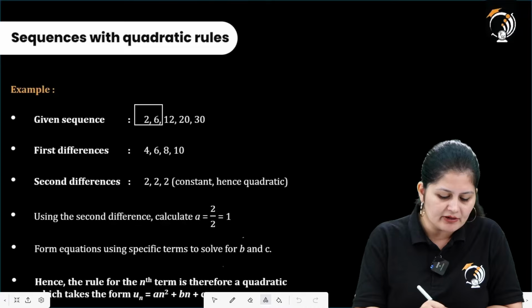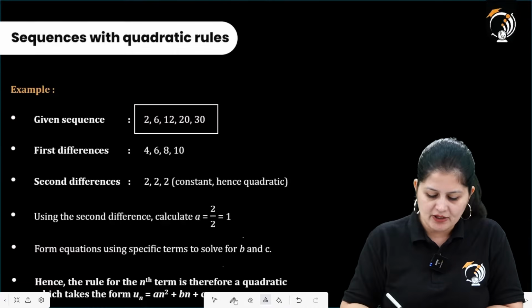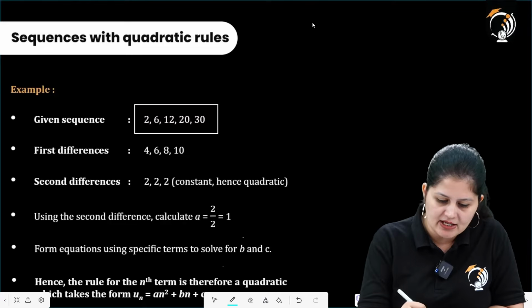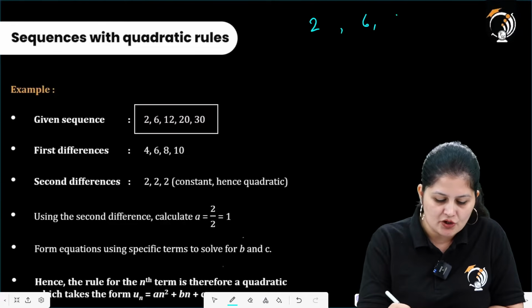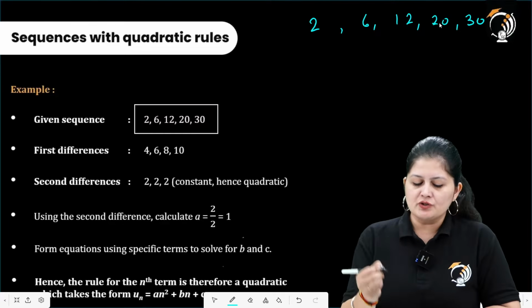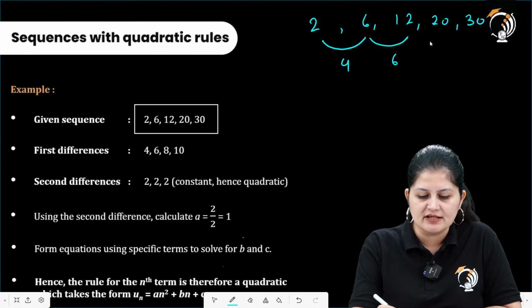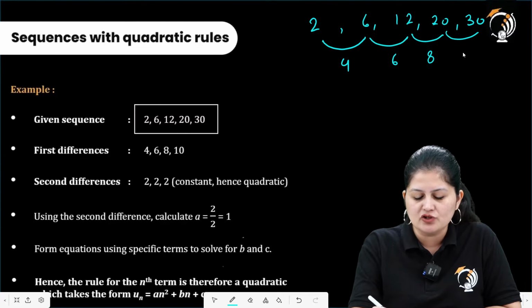Suppose we have been given a sequence which is 2, 6, 12, 20, 30. Let's firstly write it. I'm just writing the sequence here: 2, 6, 12, 20 and 30. Now if I find out the common difference here, this is going to be 4, this is going to be 6, this is going to be 8, this is going to be equal to 10.